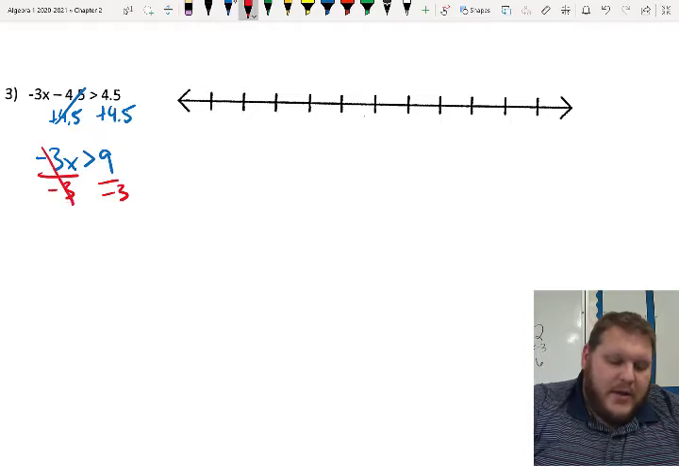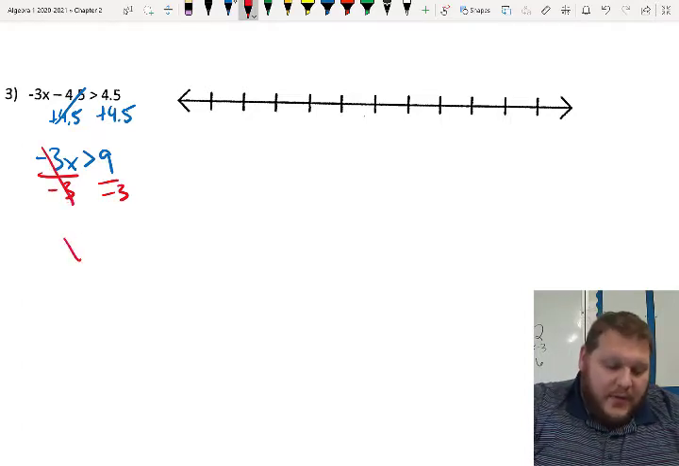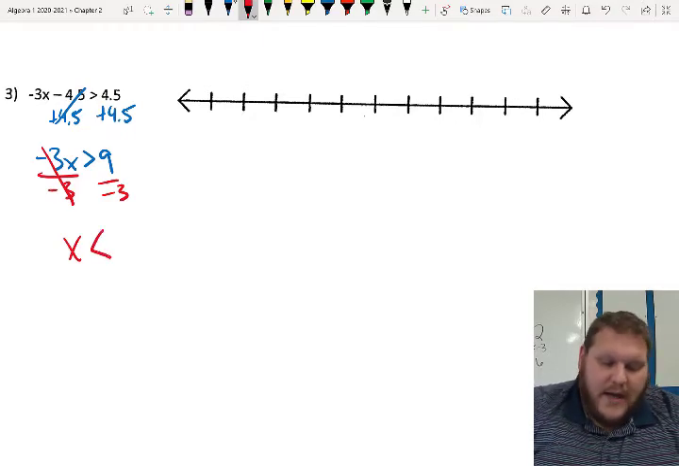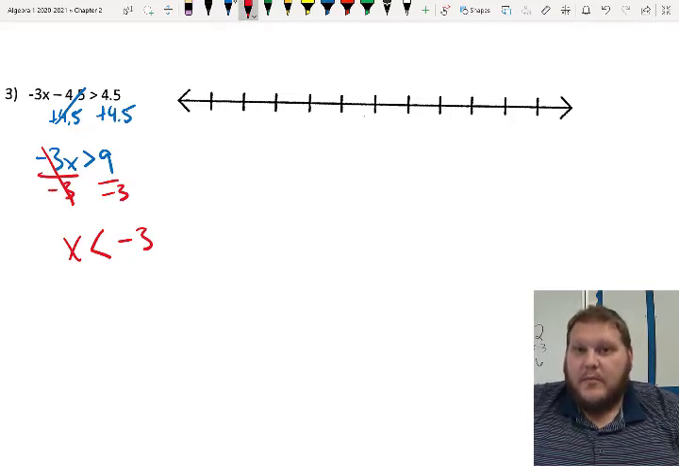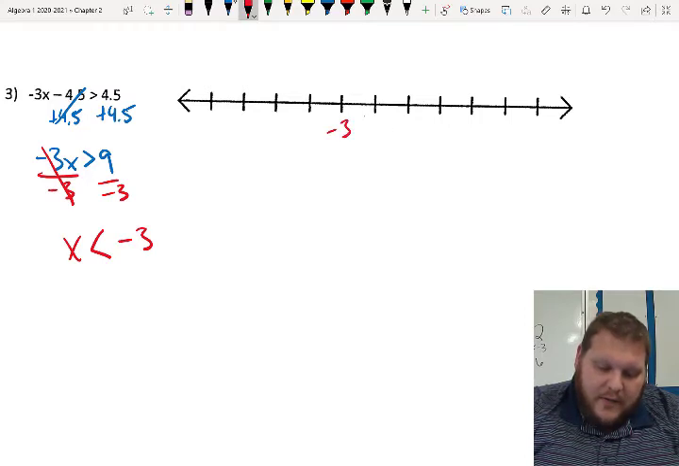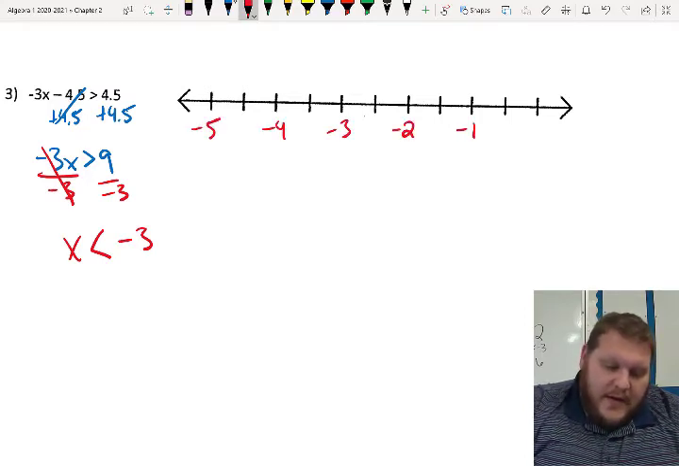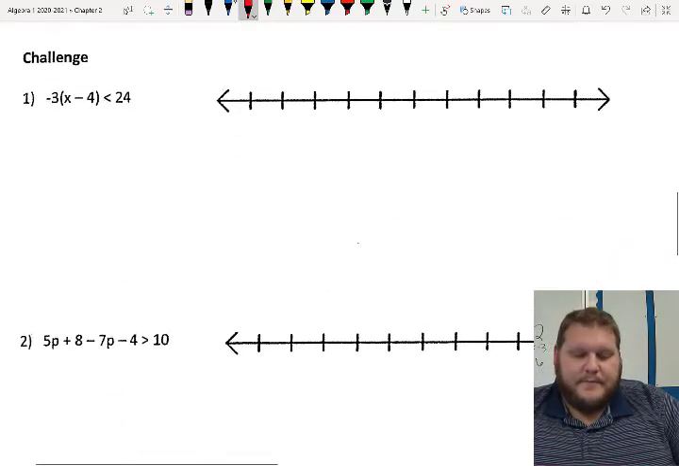Now when I do that, because the number that I divided by was negative, I do have to flip the direction of my inequality. So now it's going to become x less than -3 instead of greater than. Because here I just had to flip that direction. So now again, -3, -2, -1, -4, -5. This is going to be an open circle, and it's a less than, so it's pointing to the left, or my inequality symbol is pointing to the left.